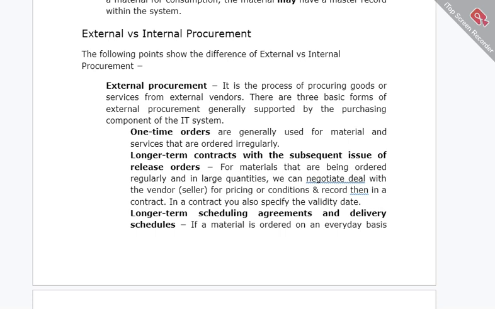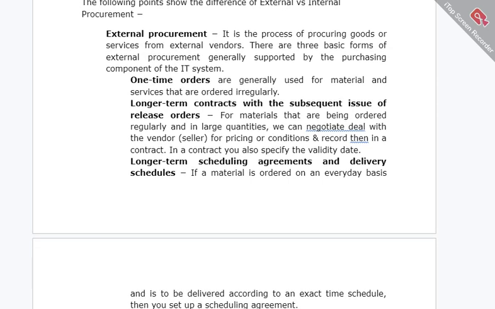External versus internal procurement. External procurement is the process of procuring goods or services from external vendors. There are three basic forms of external procurement, generally supported by the purchasing component of the IT system. One-time orders are generally used for materials and services that are ordered irregularly. Longer-term contracts with subsequent issue of release orders are for materials that are being ordered regularly and in large quantities.